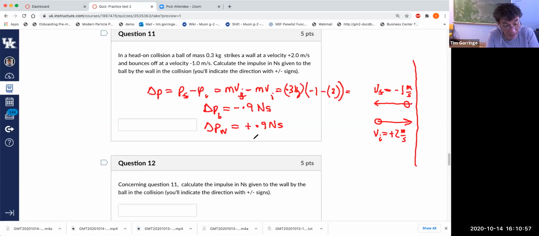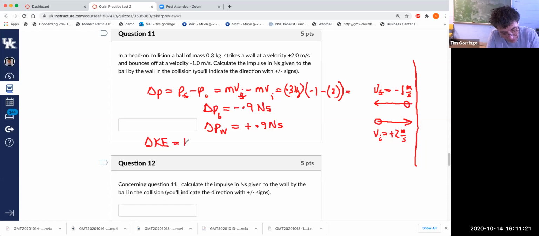And if you were to add these up, you'd get 0. That is, together, the ball and the wall are conserving momentum. And so that's an example of momentum conservation. That's question 11 and 12. Question 13, what is the change in kinetic energy?